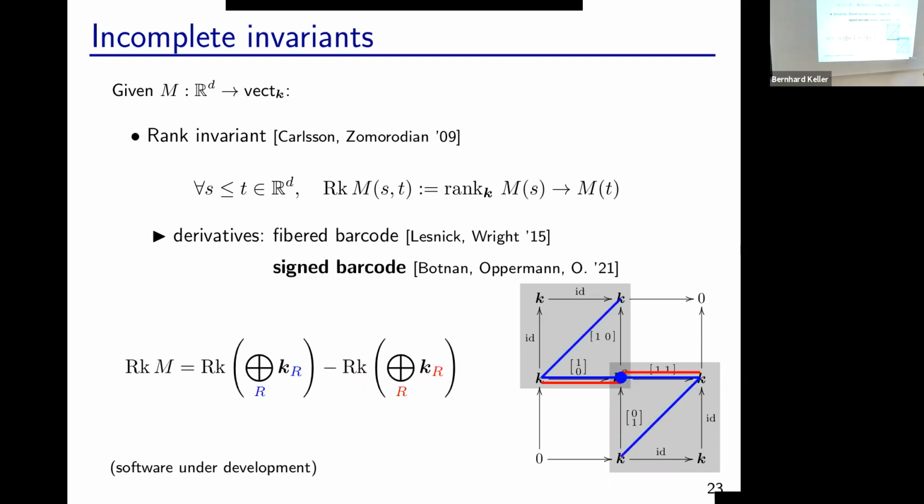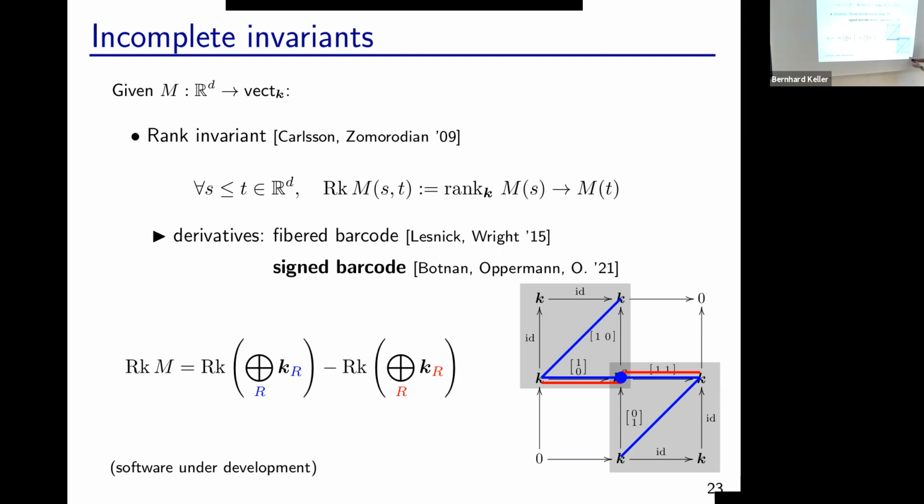There's another invariant that was recently proposed, the so-called sign barcode. It takes the rank invariant, and if you remember, in one-parameter persistence, thanks to the decomposition theorem, you can always express the rank invariant as the rank invariant of a direct sum of interval modules. In higher dimensions you cannot always do that, but you can always represent the rank invariant as the difference of two rank invariants of rectangle-decomposable modules.